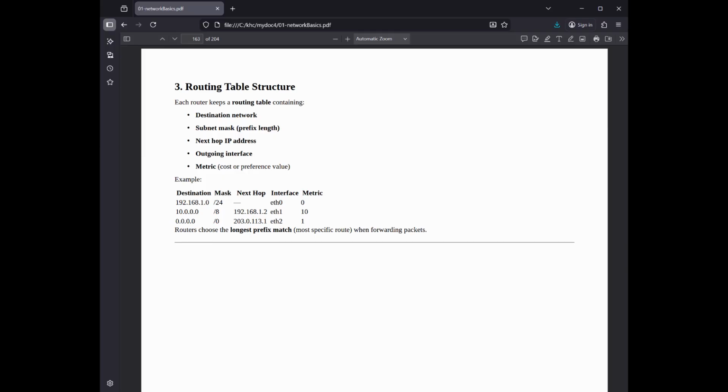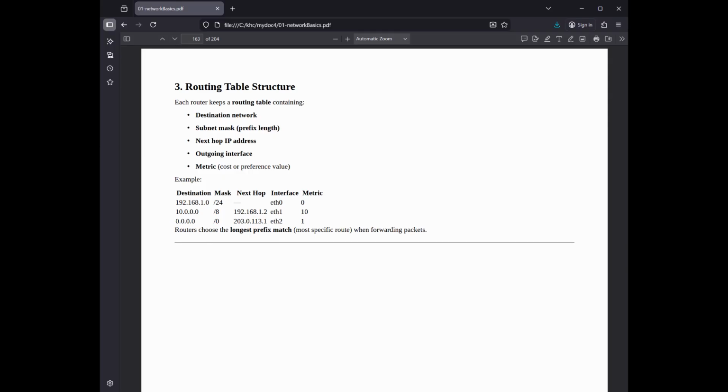Step 2. Administrative distance, AD. If there is a tie in prefix length, multiple routes to the exact same destination network, the router evaluates the trustworthiness of the source. Each source has a pre-assigned AD value, lower is better. Directly connected, 0, most trusted. Static routes, 1. OSPF, 110, example for Cisco. RIP, 120.